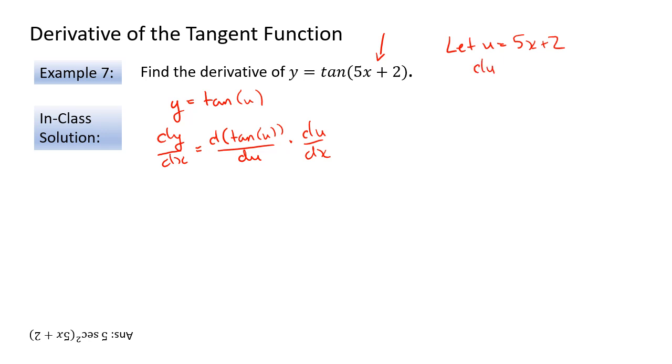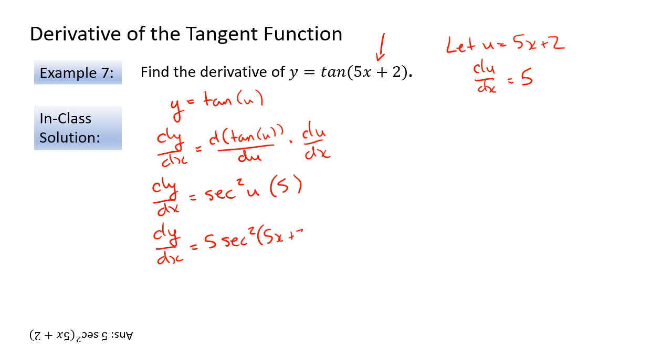So the derivative of the function u with respect to x is simply 5, because it's the derivative of 5x plus 2. So the derivative of a constant is 0. The derivative of 5x is just 5. So substituting these in, dy by dx is the derivative of tan, which is secant squared of u, multiplied by the derivative of u with respect to x. So substituting u in, our derivative is equal to 5 times the secant squared of 5x plus 2. Okay?